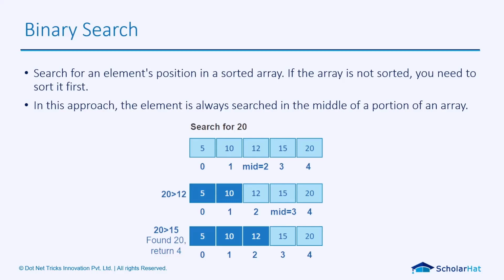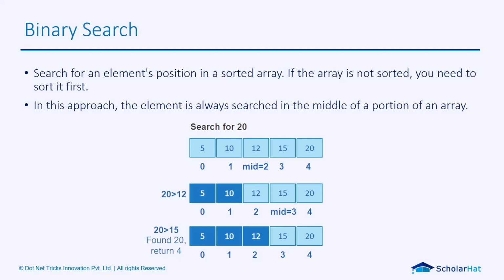So next up, we're going to see the binary search algorithm. So what is this binary search? It searches for an element's position in a sorted array. If the array is not sorted, then you need to sort it first. That is the most important first thing. In this approach, the element is always searched in the middle of a portion of the array.